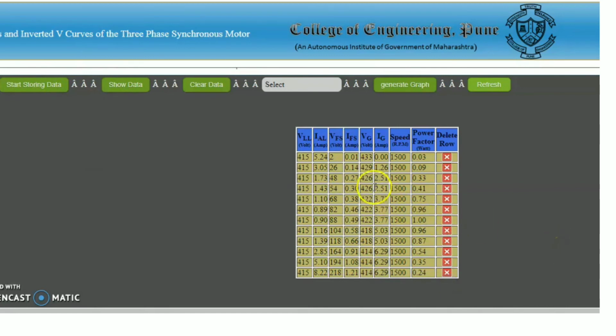Here you can see that when field current is increasing and power factor is increasing before it reaches the unity power factor. After it reaches unity power factor starts decreasing.